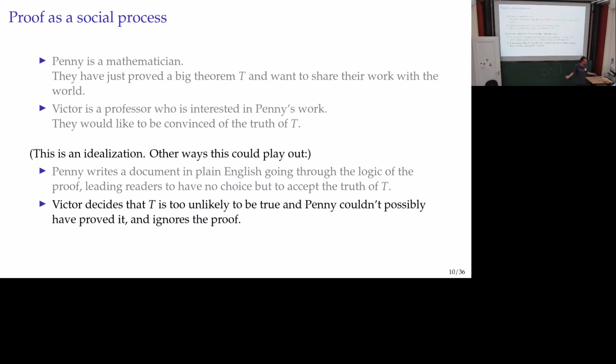This is, of course, an idealization. Other ways that this could play out might be that Victor decides that T is just too unlikely to be true, and Penny couldn't possibly have proved it, and so Victor ignores the proof. Right? This is the sort of crank that proves Riemann's hypothesis or something, and then you see this and you're like, no. Another, the converse error, is that Victor decides that Penny is trustworthy and does not read the proof very carefully, and is convinced of T, despite the fact that the proof was not in fact read. This is the sort of Schultz's worry about no one's actually reading my proofs. I need to know, how do I verify these things for myself, because the reviewers are not helping me as much as I would like.